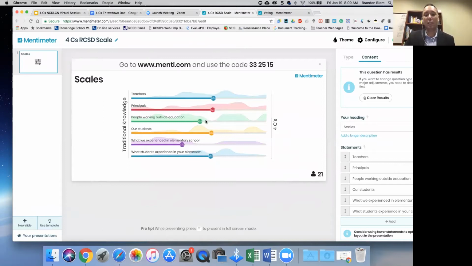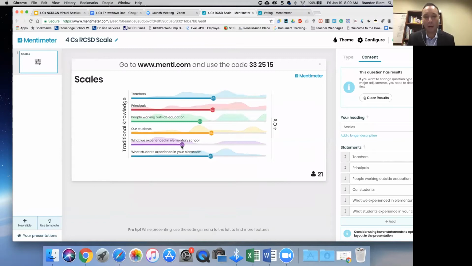The one thing that's always interesting to me is this one right here, what we experienced in elementary school. I can just speak for myself. I had a very traditional elementary school setting where, honestly, this sounds crazy, but I couldn't tell you my fifth grade teacher's name. I never once moved from my seat. Every day, the 6 hours were the same. I sat in my seat, I got a worksheet, we did it. I don't remember anything from it. And so that's what I would call traditional knowledge.